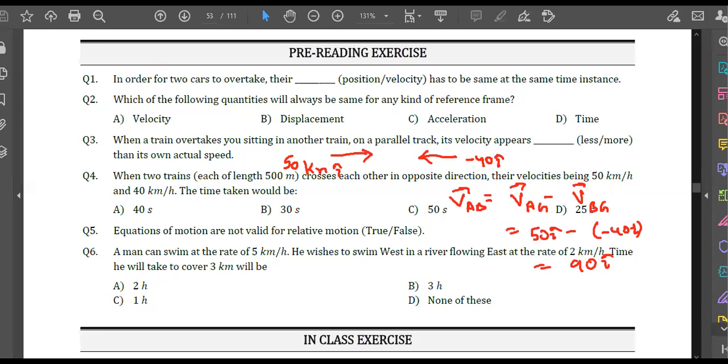Anyone have any doubt in this? Tell me. Got it? So you can convert. We just have to convert this kilometer per hour into meter per second. So it is 90 into 5 by 18.